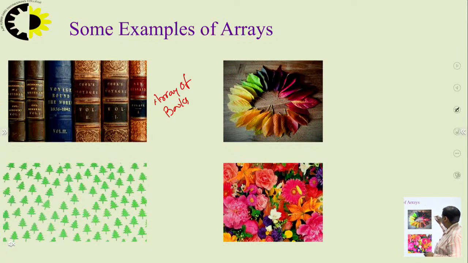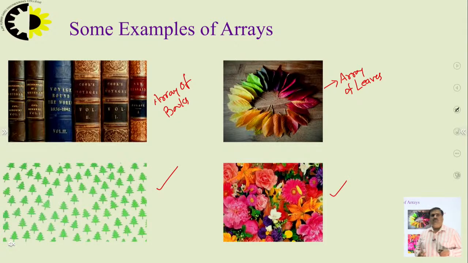Likewise we can have these leaves, so this can be treated as an array of leaves, array of flowers, array of trees. So I hope that you understand the basic meaning of arrays. Arrays we are using to store a particular type of similar data elements. We are creating a collection of similar data elements.